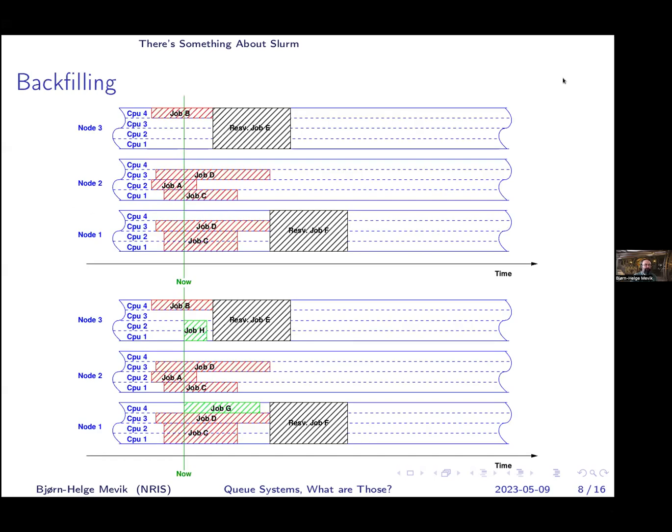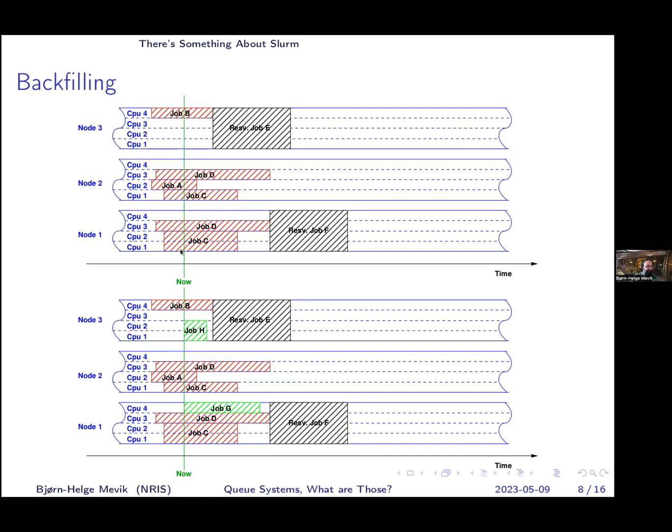So I'm going to show a little illustration of how backfilling works, which we'll refer back to when we look at some best practices later on. The top half of the picture here is a timeline where the green line is now, and time is the arrow to the right. It's a cluster with 3 nodes. Each node has 4 CPUs.